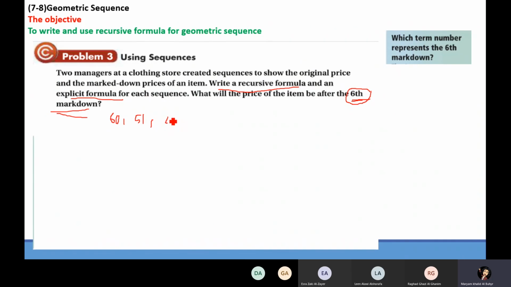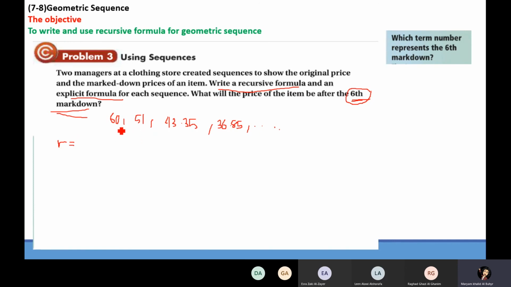Then we have 43.35. Then 36.85. Okay, and so on. First of all, they asked me to write the recursive formula, so I need first of all to write R. What is R?